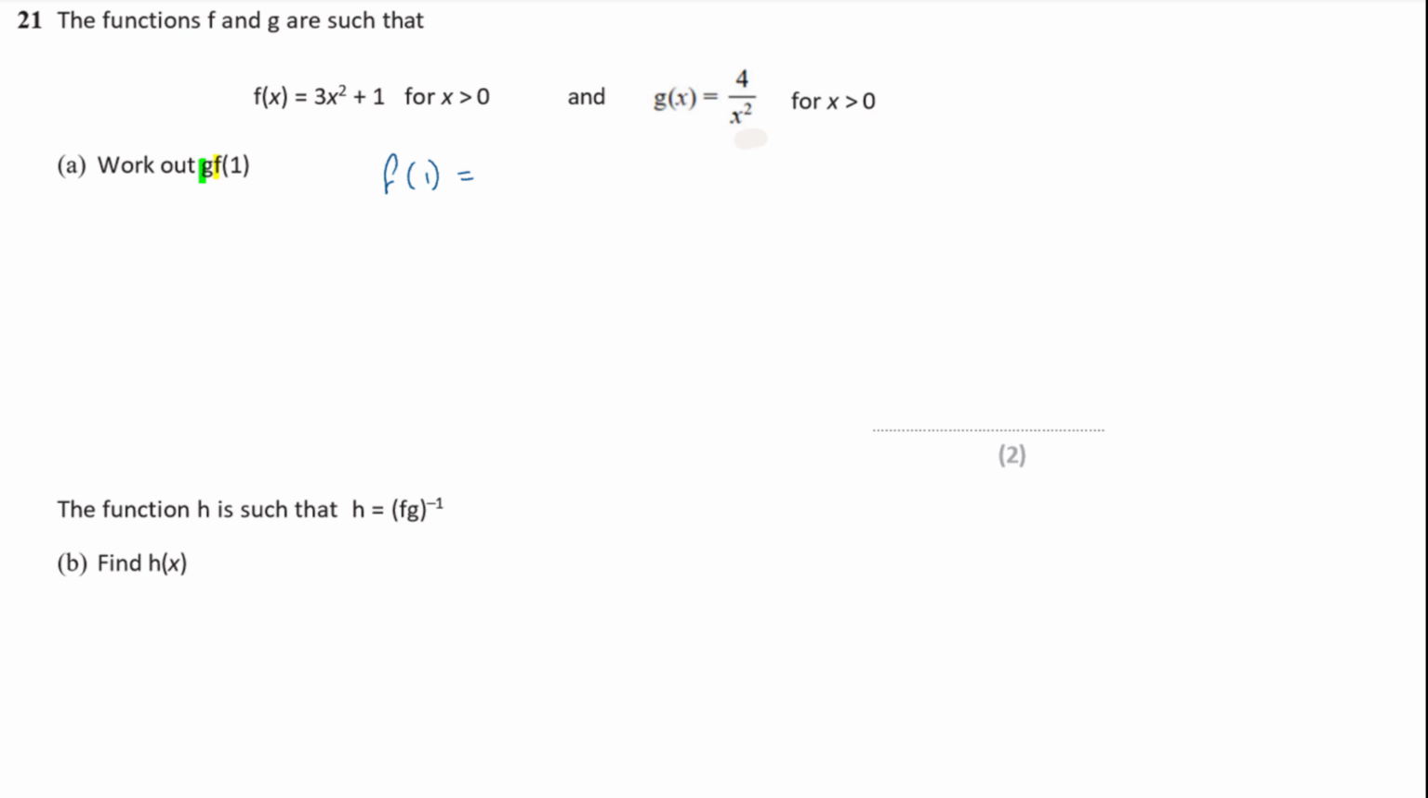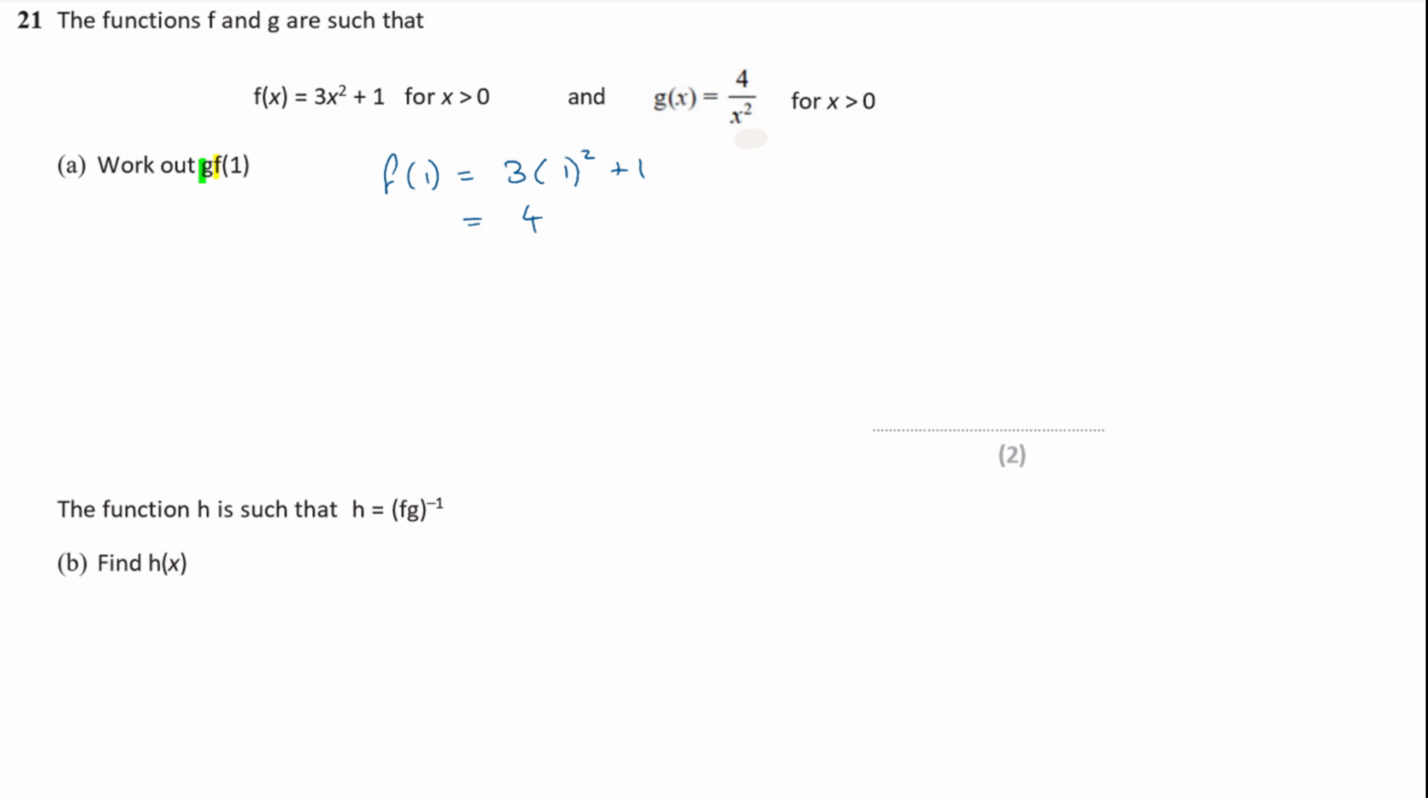and work that out. So what's f of 1? f of 1 is equal to 3x squared plus 1. So that's going to be 3 lots of 1 squared plus 1. Well, 1 squared is 1, times 3 is 3, plus 1 is 4. Okay, so f of 1 is 4.